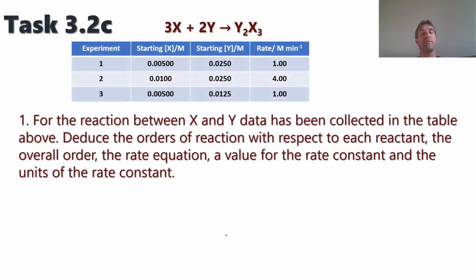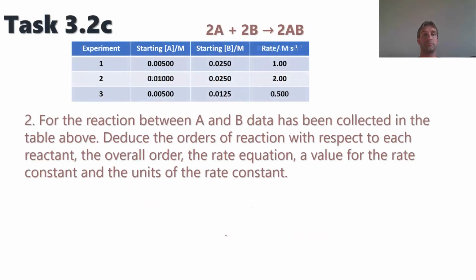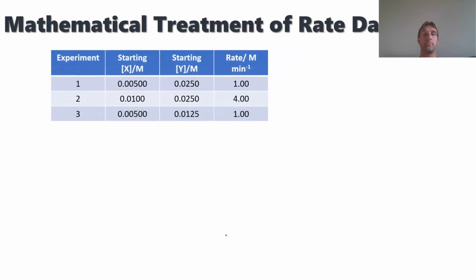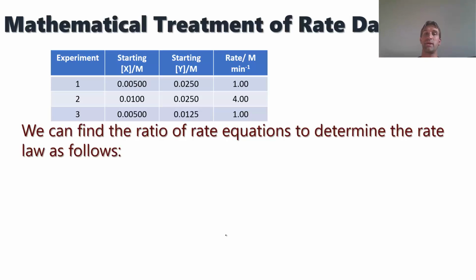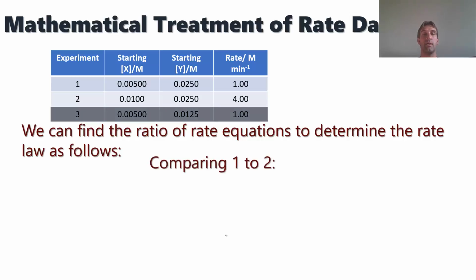Once again, I'll give you a chance to practice these, and then we're going to move on and talk about how to deal with a mathematical treatment of rate data. Sometimes your numbers aren't very clean and they're not as easy to just spot. So in the mathematical treatment of data, we're going to find the rate law by looking at 2 of the experiments at a time, canceling out information that we can.